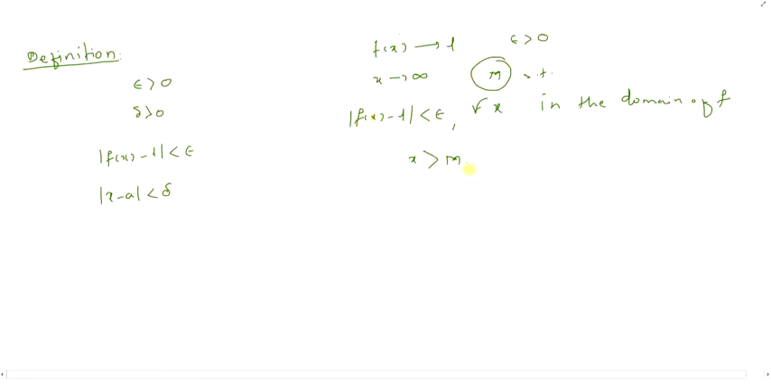Then there exists a small positive value, which we denote by m, such that x is greater than m. Then we define the limit as x tends to infinity of f(x) is equal to L. So this is the definition.